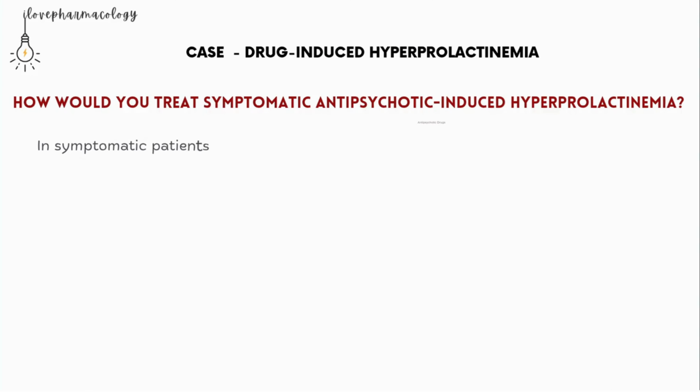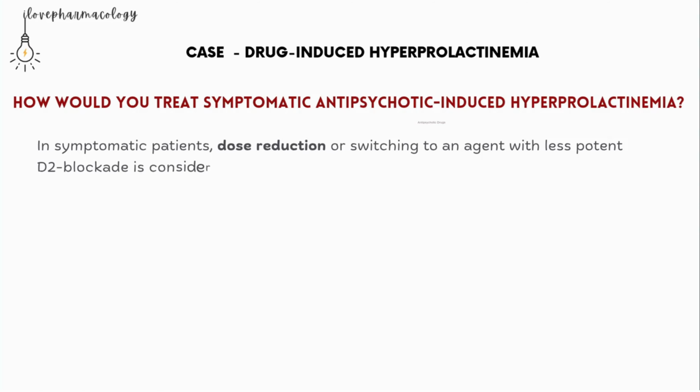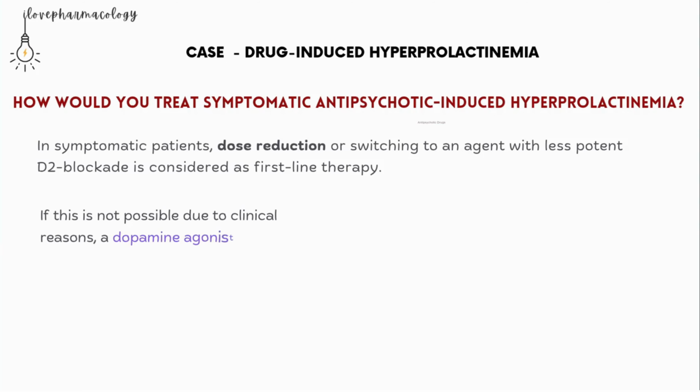So how would you treat symptomatic antipsychotic induced hyperprolactinemia? So in a symptomatic patient, two things can be done. So dose has to be reduced or you need to switch to the agent which has got lesser potential to cause D2 blockade. That is the first choice which is available.